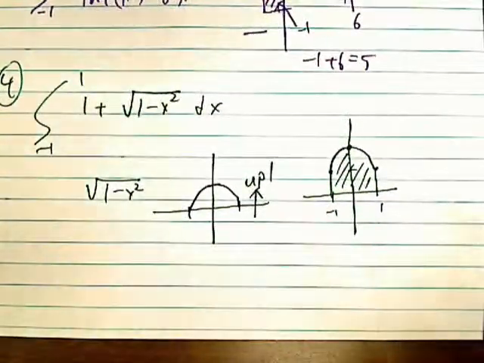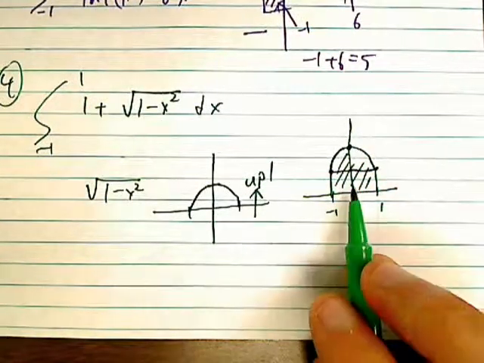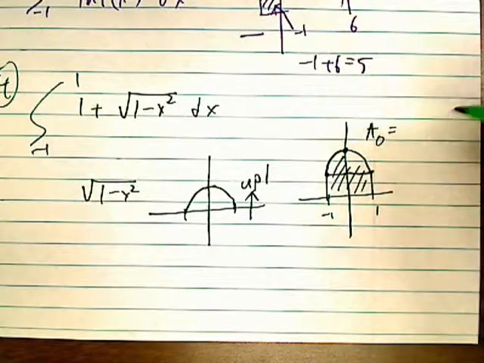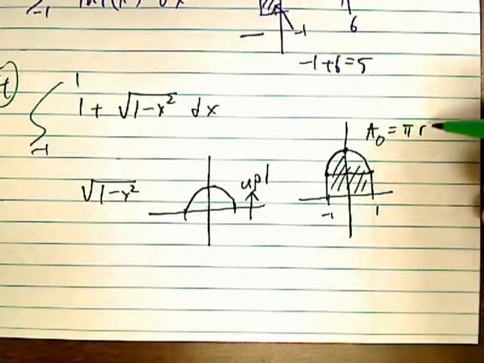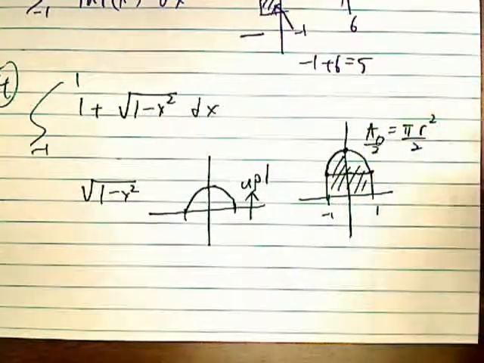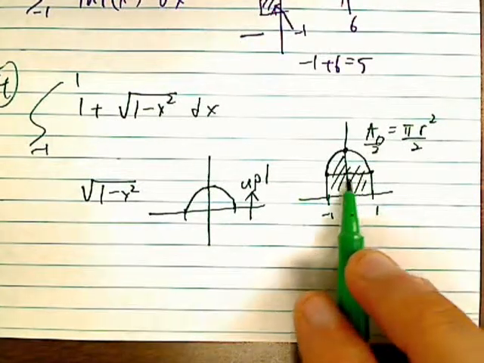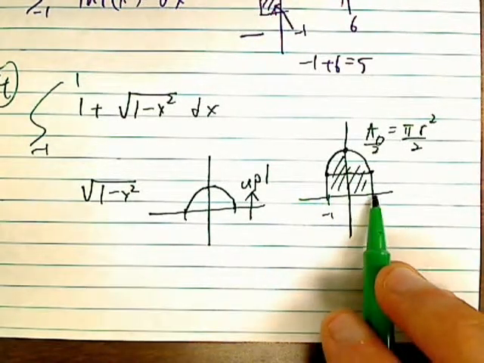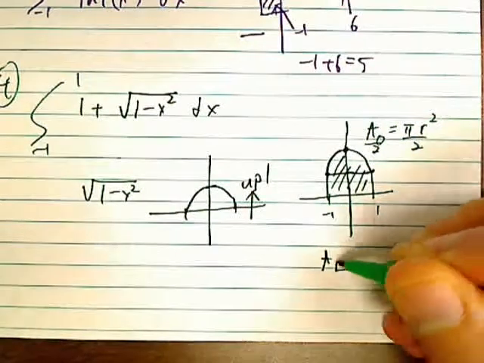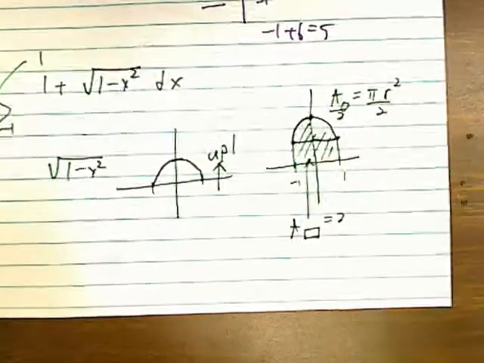Okay, to do this, we're going to break it up into two different shapes. I have this half circle, and I have this rectangle here. Area of a circle is pi r squared. So the area of half of that is half of that. Okay, and then the area of this section down here, well, that's going to be 2. 2 times 1 is 2. The area of the rectangle is 2.